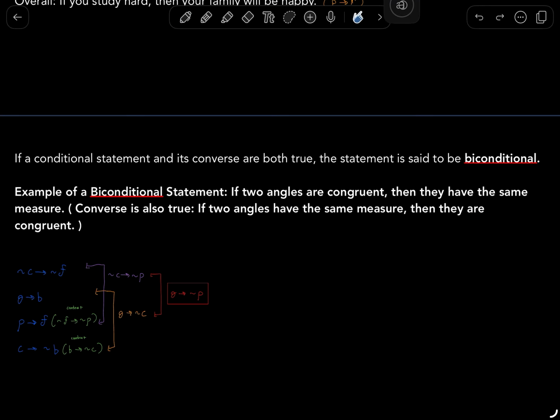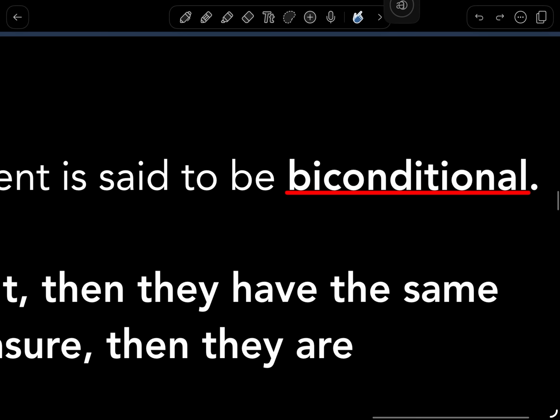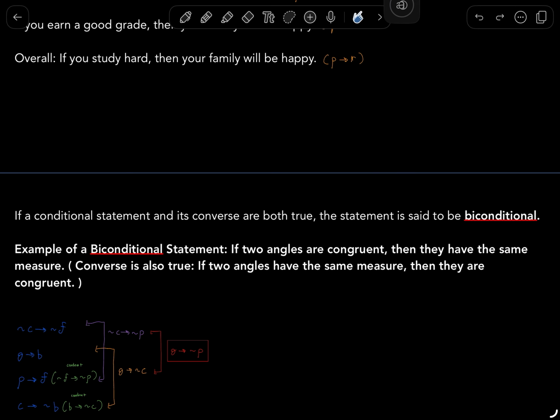now here, I did mention to you earlier that sometimes the converse is true, sometimes it's not. In the specific scenario where the converse of a statement is true, you call that a biconditional statement. So a biconditional statement is one where the base form and the converse of the statement are both true.